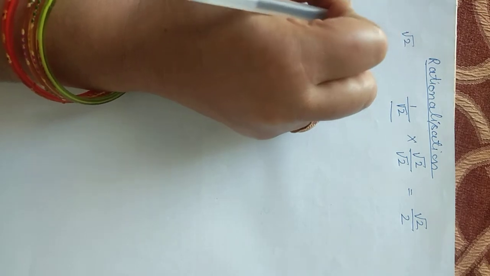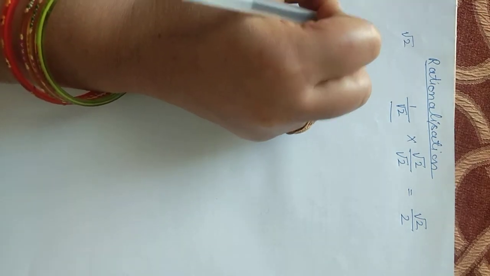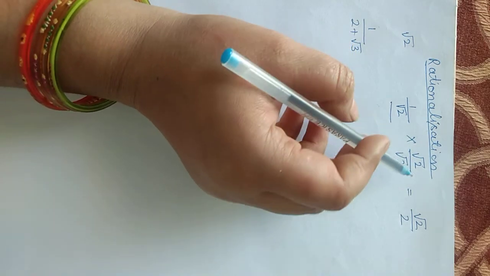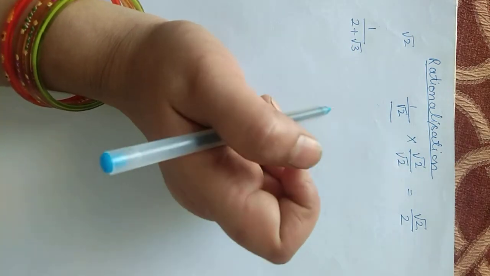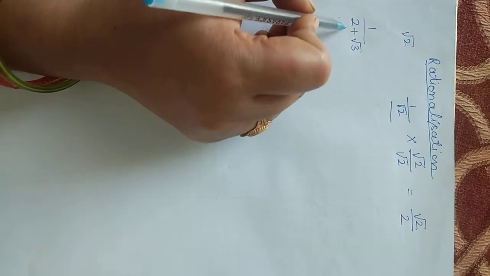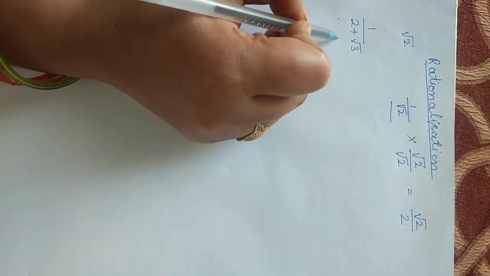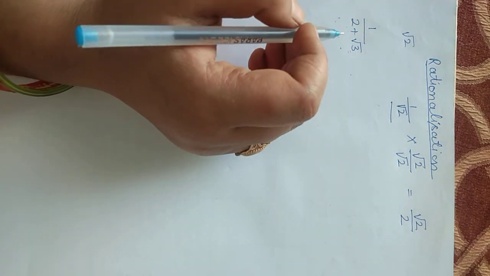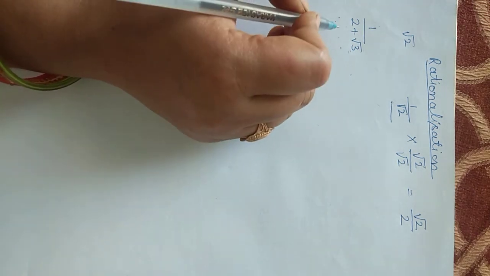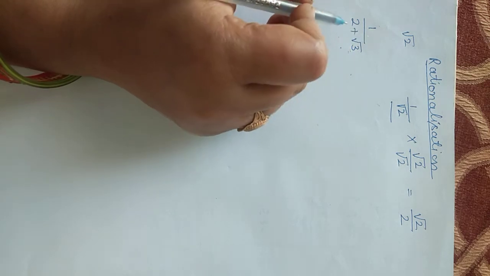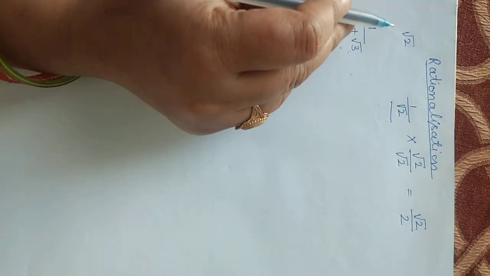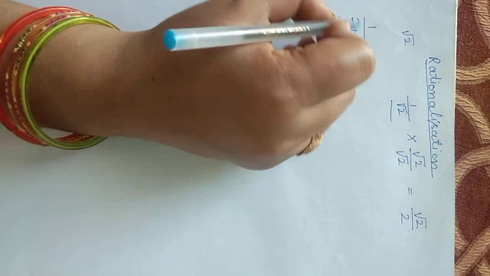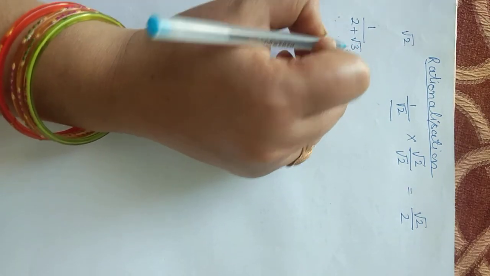For example, we have the number 1 upon 2 plus root 3. In the previous case we had only one number, we multiplied by that number and got the rationalization. But here we have two terms, one is a root and another is a simple number, and we have to rationalize it. In that case, what do we have to do? We have to multiply by this term with the sign changed, in numerator as well as denominator. This is the number you have to rationalize.